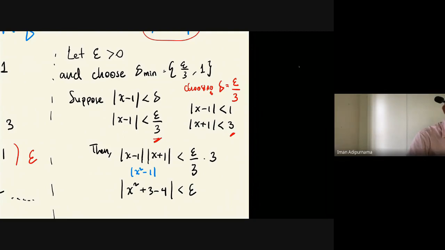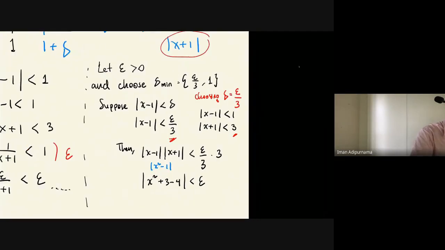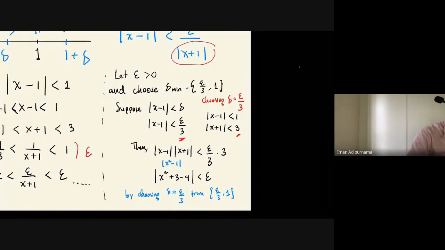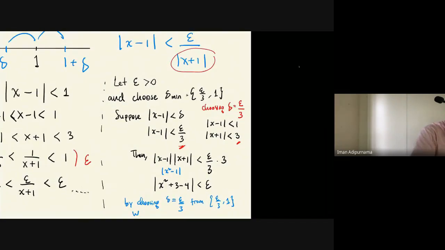So by choosing delta equal to epsilon over 3, the limit has been proven. Actually, the conclusion can be any words you want, but it should conclude the result that it has been proven by choosing some delta.